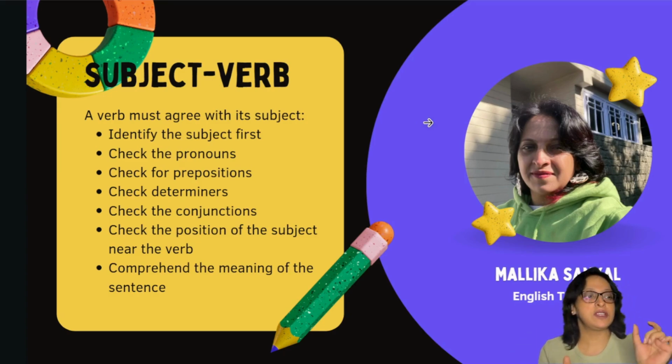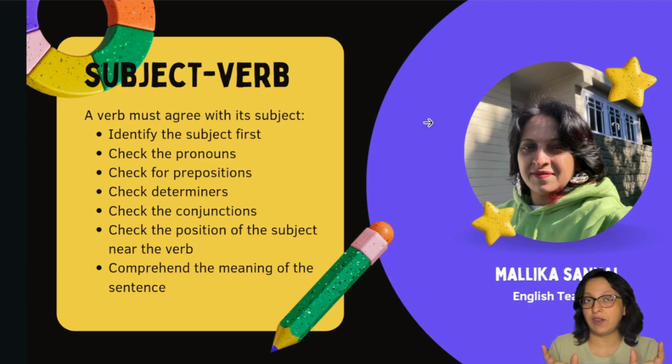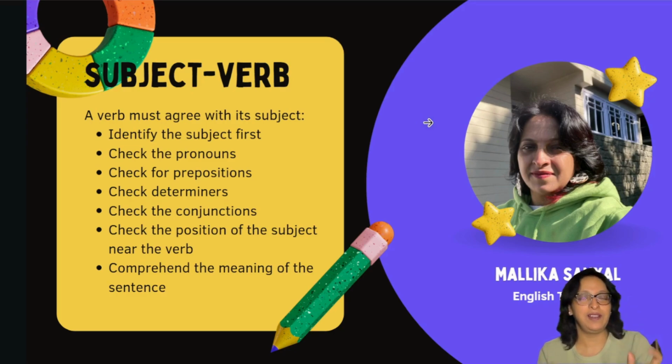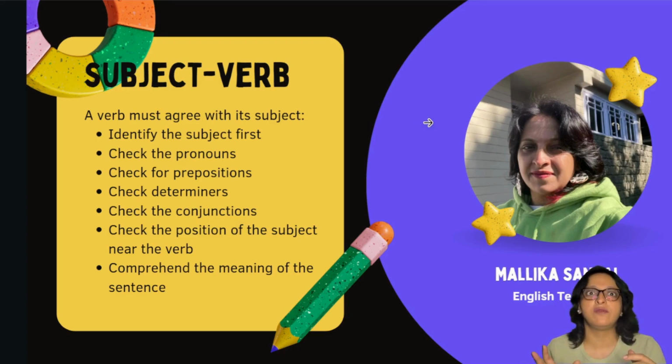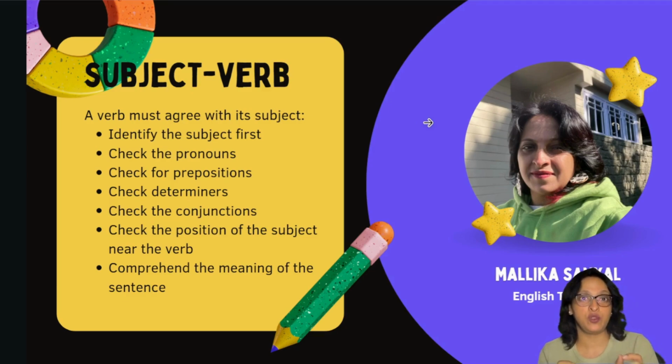That means if the subject is singular, the verb has to be singular. If the subject is plural, the verb has to be plural. It's like shaking hands with each other. We can't make a sentence where the subject is plural and the verb is singular. In that case, we will be communicating in wrong English. So let us understand what we need to check in order to find out if you're using the right verbs with the right subjects.